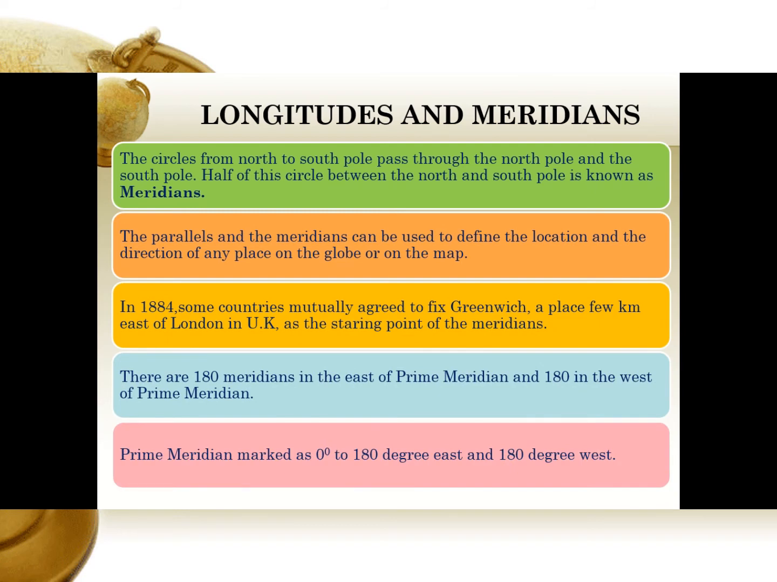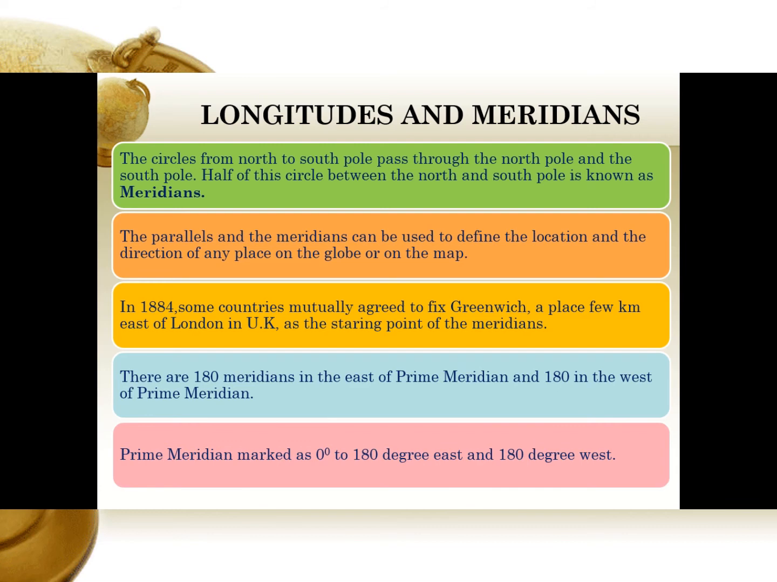Now we will learn what longitudes are. Longitudes are also known as meridians. The circles from north to south pole pass through the north pole and the south pole. Half of this circle between the north and south pole is known as a meridian. The parallels and the meridians can be used to define the location and direction of any place on the globe or on the map. In 1884, some countries mutually agreed to fix Greenwich, a place a few kilometers east of London, UK, as the starting point of the meridians. That is why it is known as the Greenwich line also.